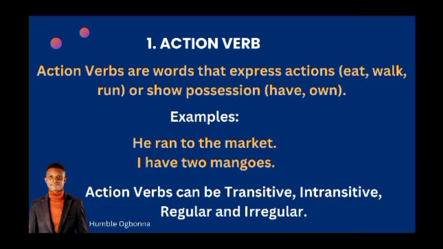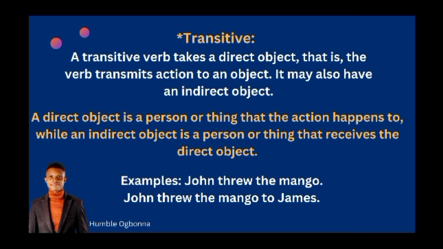Action verbs can be transitive, intransitive, regular, or irregular. Let's go with the first. Transitive. A transitive verb takes a direct object. That is, the verb transmits action to an object. It may also have an indirect object. So when we say direct object, indirect object, what are we talking about?